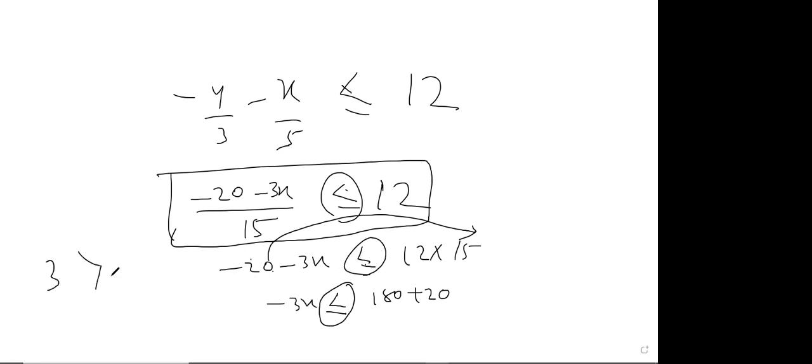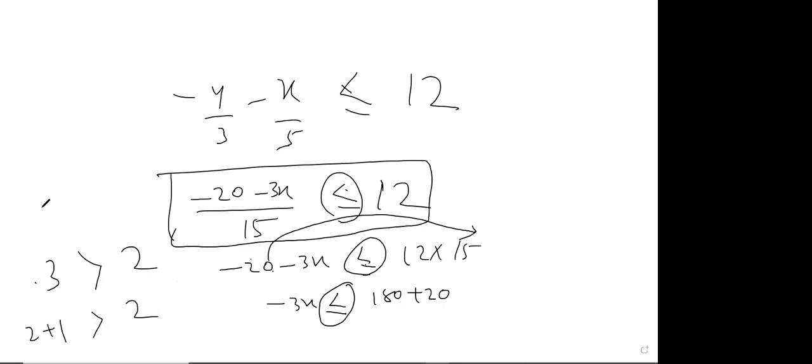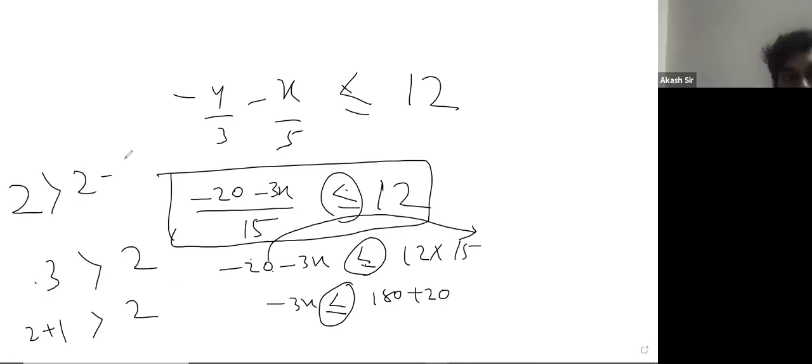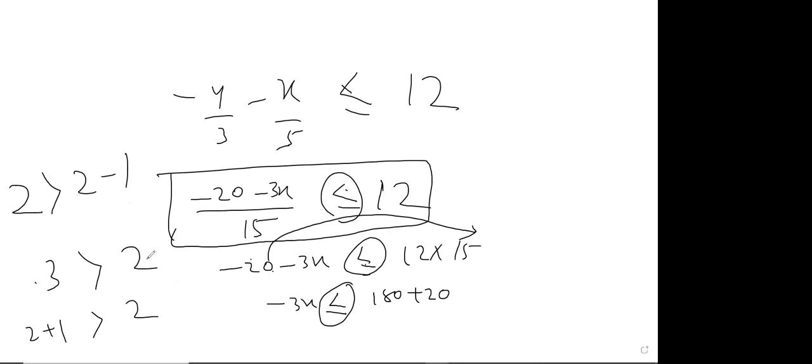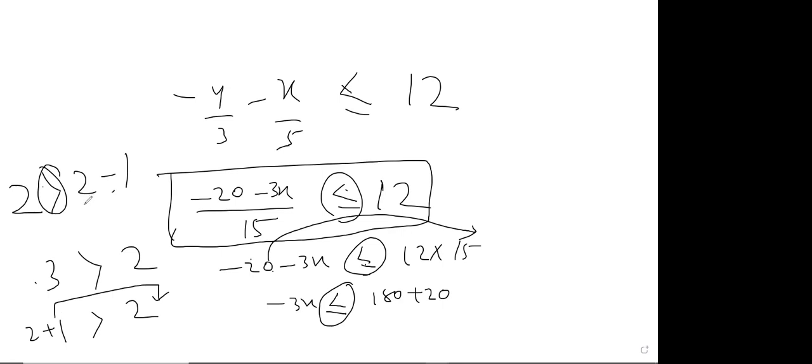See, 3 is greater than 2. True. You can write this as 2 plus 1 is greater than 2. Still right? Now if I write 2 is greater than 2 minus 1, is this still true? 2 minus 1, yeah, true. So when I take 1 to this side using a minus sign, I don't have to change the sign, right? Okay, sir.